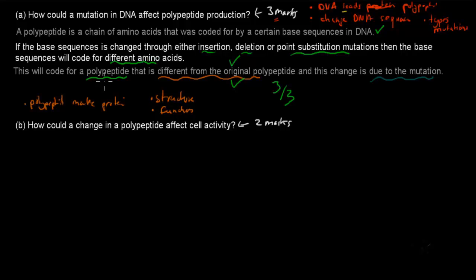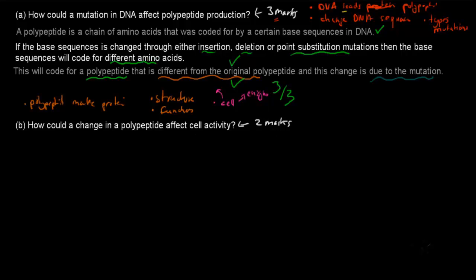If you have a very different polypeptide than the original, intended one, that means the protein itself might not work anymore because the structure and function have been changed dramatically, and that would obviously affect the cell. And you can give examples. Enzymes wouldn't work anymore, or the cell membrane proteins don't get produced as they should. If you want to give an example, you could.